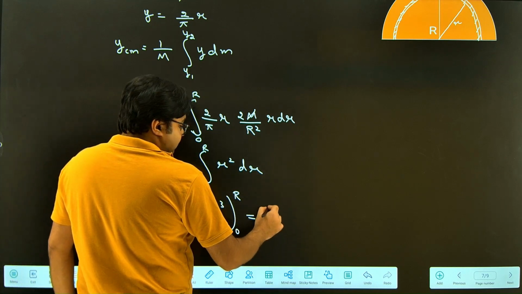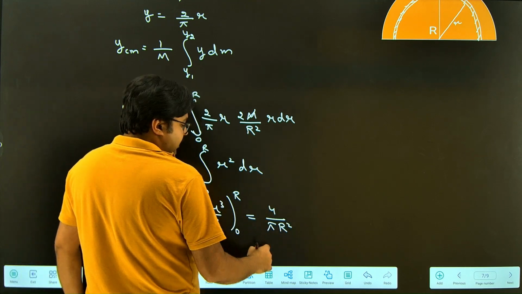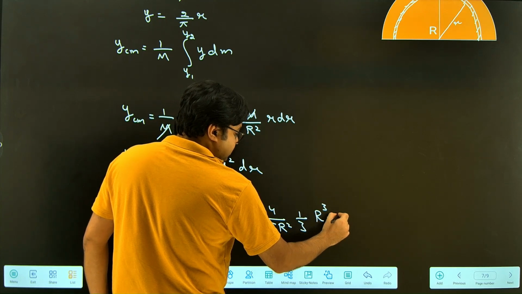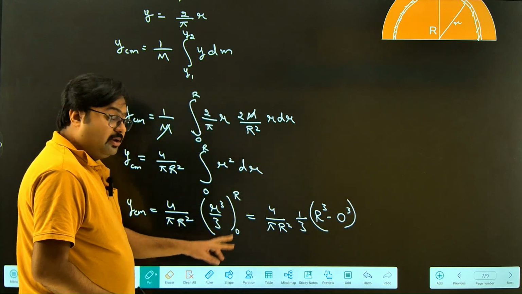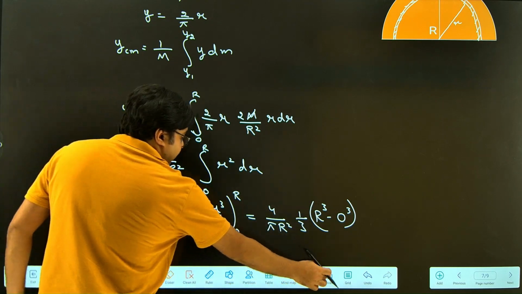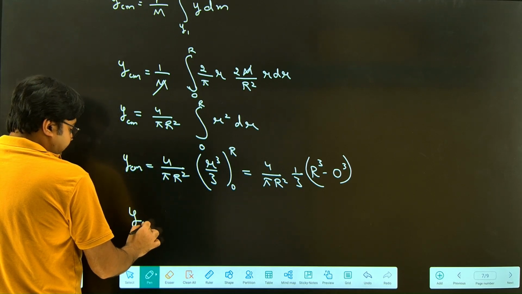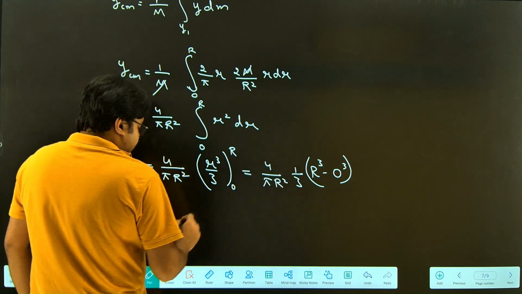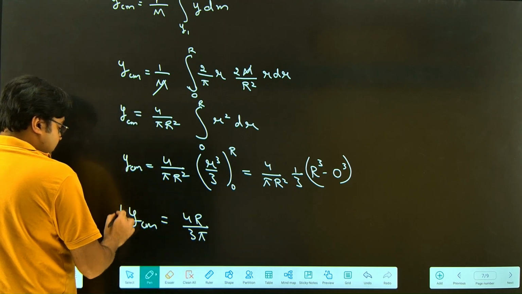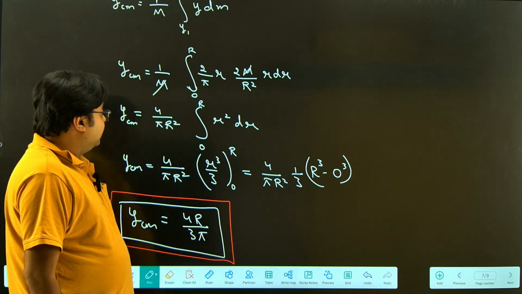So all you have is 4 by pi r square multiplied by 1 by 3 into r cube minus 0 cube after evaluation, upper limit minus the lower limit. You'll see r cube and r square have a simplification, and with that you will have ycm equal to 4r divided by 3 pi. Now this is the formula for the center of mass of a semicircular disc.